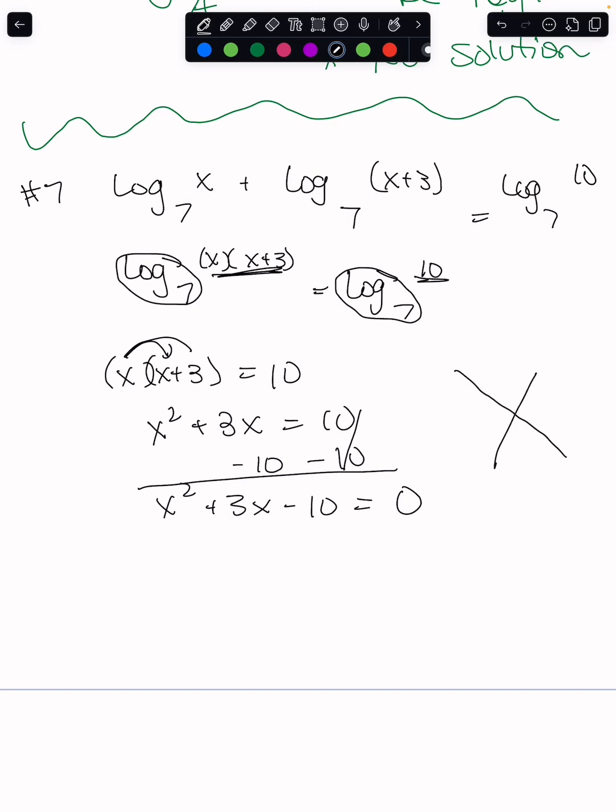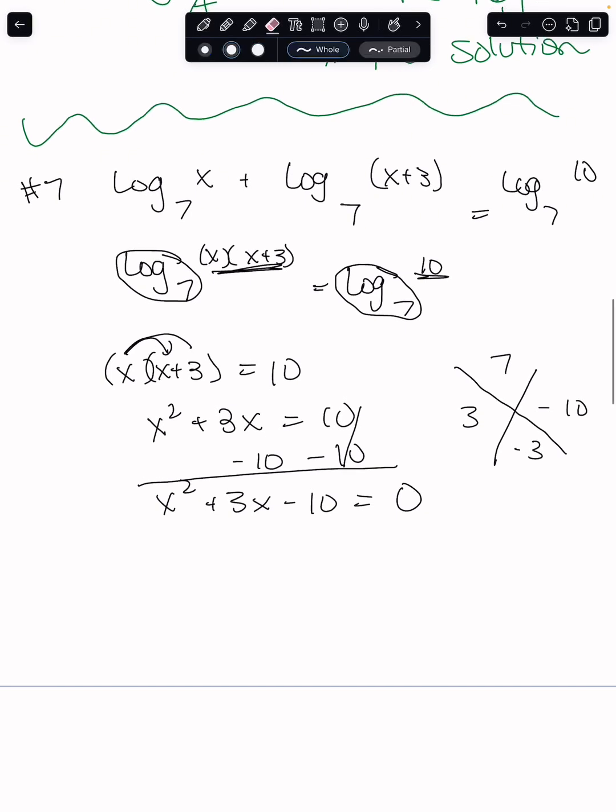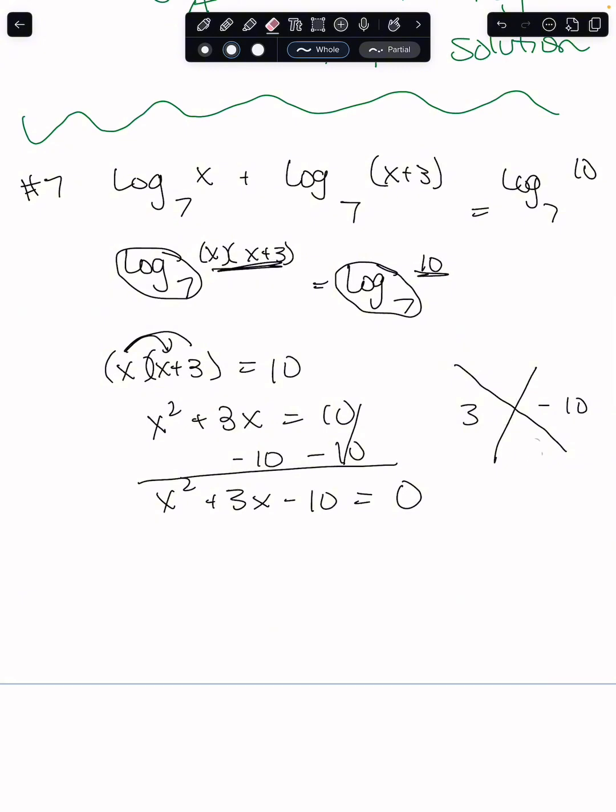I know you love factoring. So I'm going to put 3 here, negative 10 here. And then when I put 7 minus 3 like that, 7 times... I am kidding. It's not 7 and 3. What in the world am I talking about? Lord have mercy. All right.